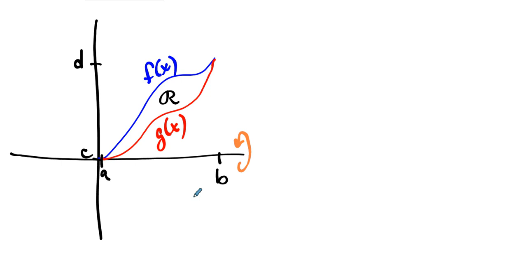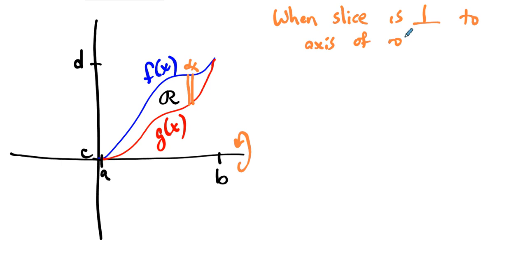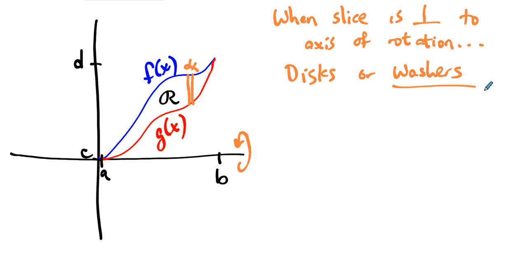Well, the kind of slice we usually try to make is a vertical slice because that's a dx integral. If we make a vertical slice, that vertical slice is perpendicular to the axis of rotation. When the slice is perpendicular to the axis of rotation, this results in disks or washers. So in our case, we're perpendicular to the axis of rotation, and there are two functions involved, so we are going to do washers.